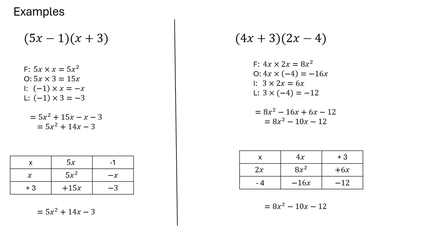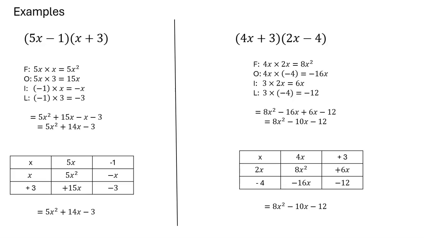If I were to use the table method, as is just below, I'd lay it out in this manner. So my top row, 5x minus 1, my column is x plus 3. Remember, you can swap them round. I could have had x plus 3 across the top, 5x minus 1 on the left. I've just done it that way because of the order of the brackets. So if you've got them that way, don't worry too much about it. You'll still get the same answer ultimately as long as you do the maths correct.